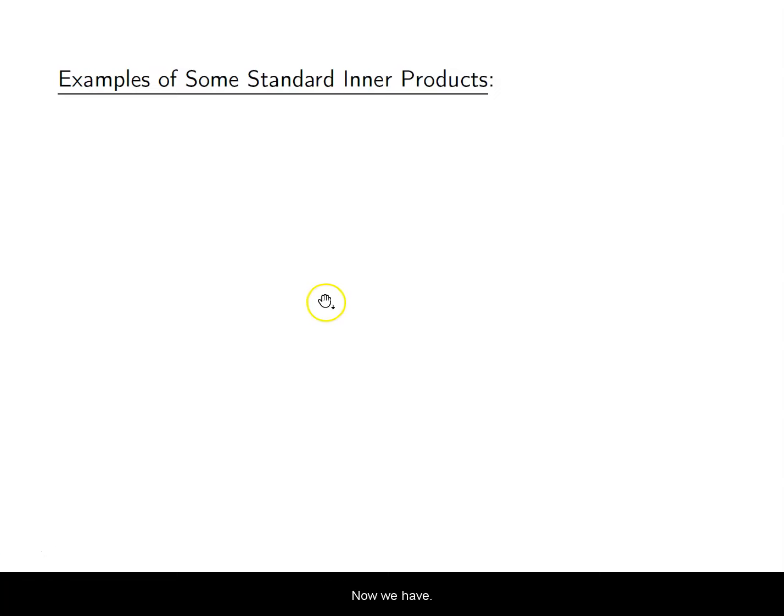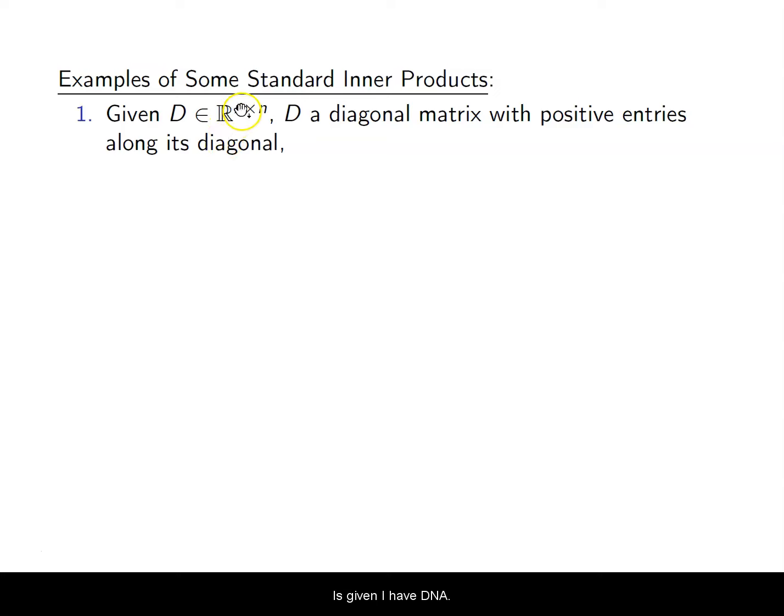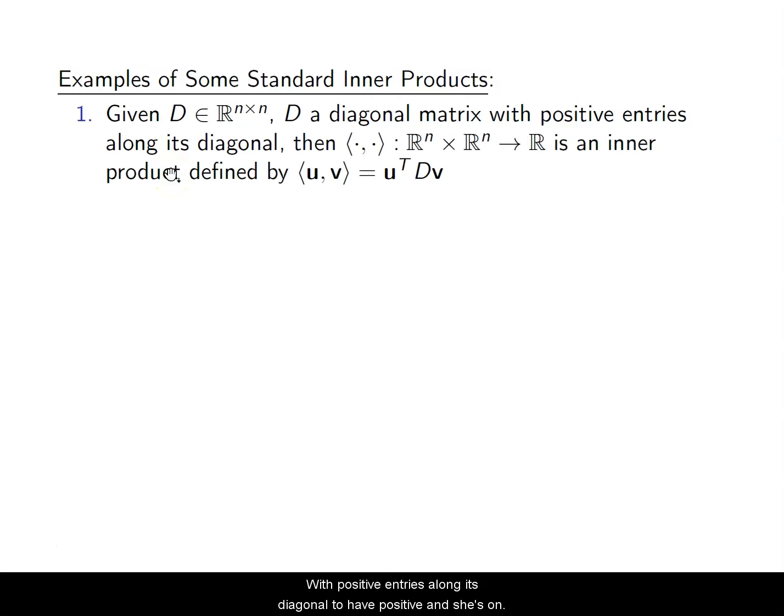So the first one that we have is, given D in R n by n, so that means that D is a square matrix and diagonal. In this case, it has to be a diagonal matrix with positive entries along its diagonal. Okay, so we have positive entries along the diagonal. Then the inner product that goes from the standard Euclidean vector space of Rn to a scalar is defined by u inner product v is u transpose D times v. Now this is actually very, very close to the standard dot product.